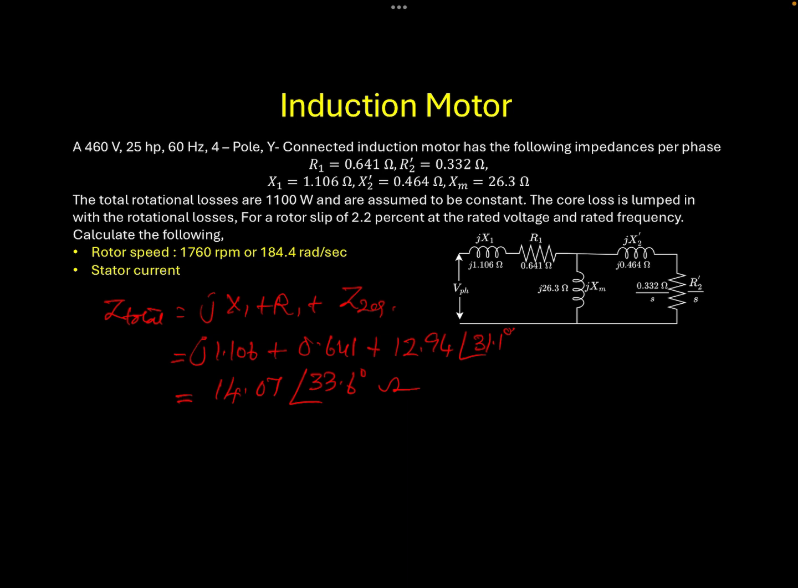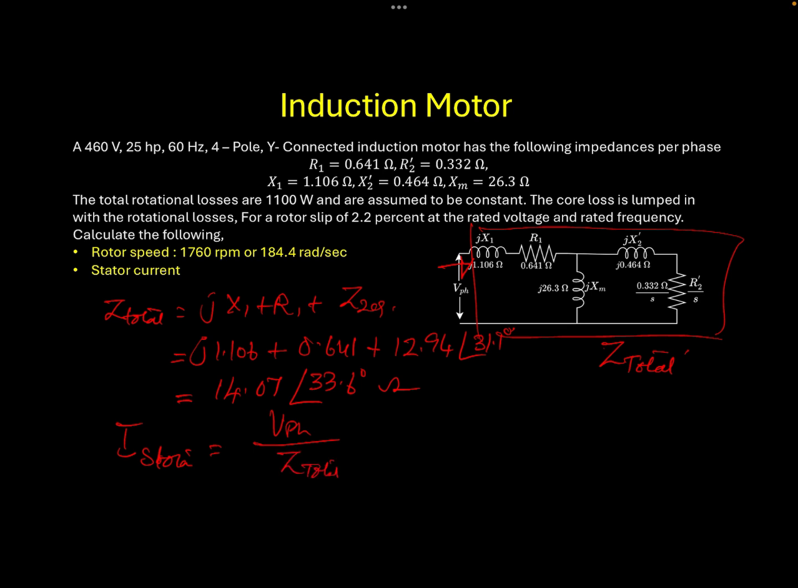Now as we mentioned, if you know the total value of equivalent impedance, that's what we call Z total, then the amount of current that is coming from your source, that is I stator, is going to be V phase upon the value of Z total that we calculated. So now we know the value of V phase because the line voltage is given as 460.